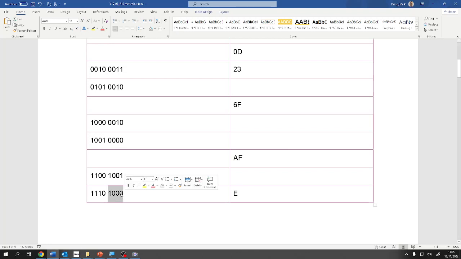This is easier because it's just 1, 2, 4, 8. It's just 8. 8 is less than 10, so I can just write it down. Some hex numbers are both numbers, some are both letters, and some are one of each.